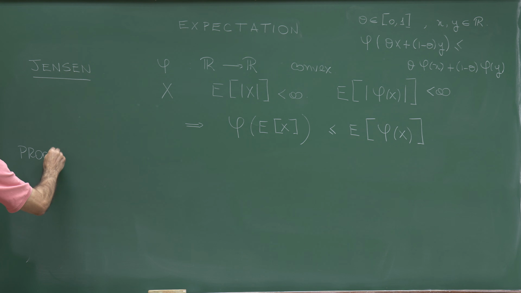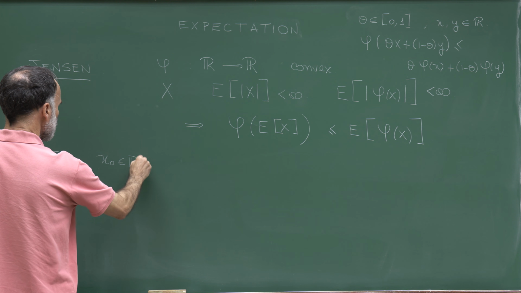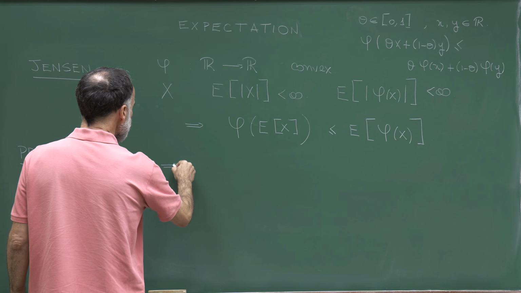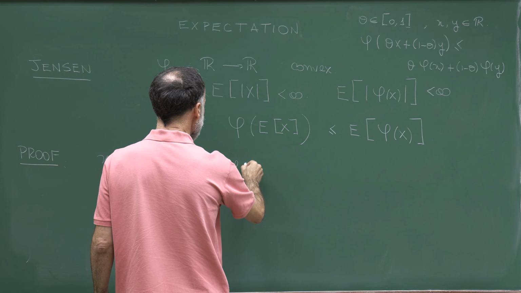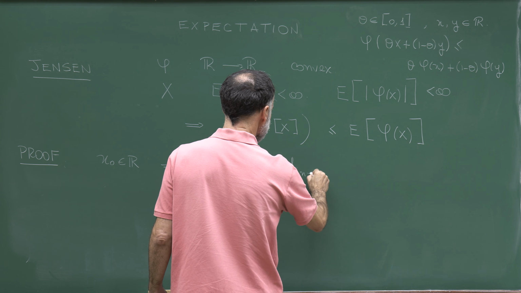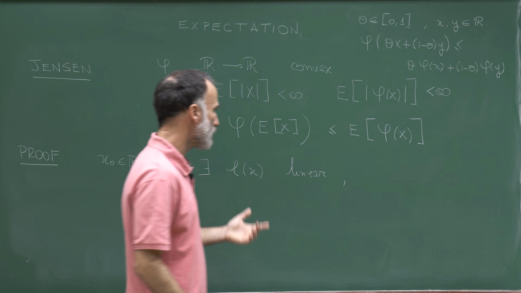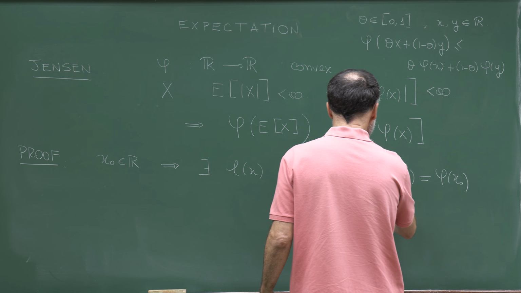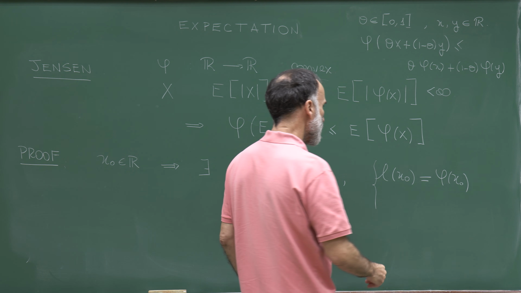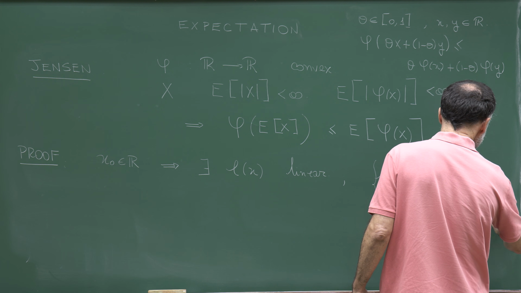So we have this inequality provided phi is a convex function. Let me provide you a proof of this inequality. And as I said, this inequality will be used several times. So let me take a point x0 in R. And what I claim is that since phi is convex, there exists a linear function, which I'm representing by L(x), with two properties. First, the values at x0 of L and phi coincide, so L(x0) is equal to phi(x0). And then phi is above L at all points, so L(x) is less or equal than phi(x) for all x in R.